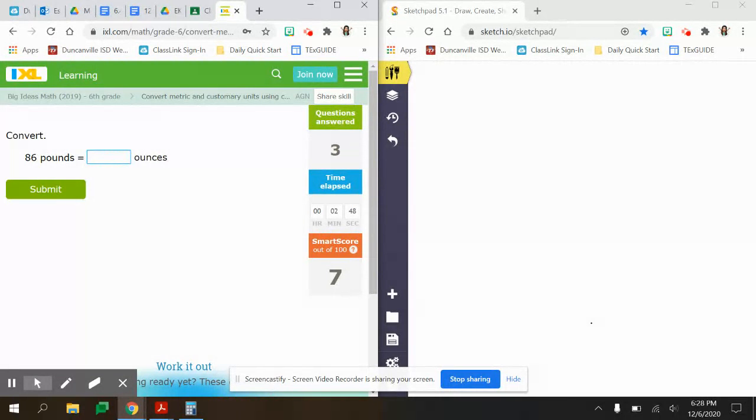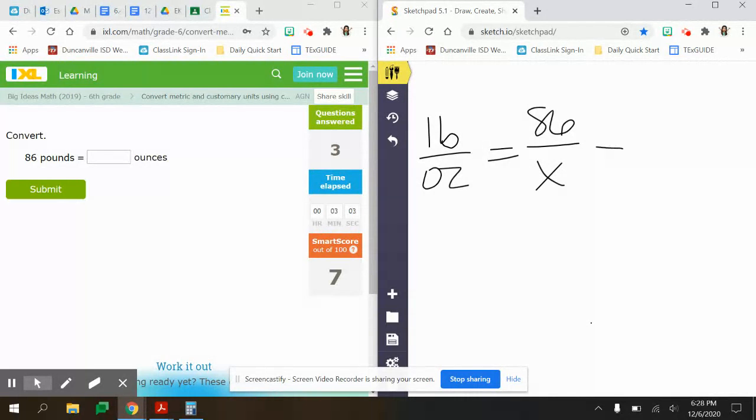Okay, 86 pounds equals blank ounces. I'm talking about pounds and ounces, so LB and ounces. I know 86 pounds, but I don't know how many ounces. So I'm going to go to my STAAR reference sheet, my formula sheet. It says 1 pound equals 16 ounces. Now I'm going to cross multiply and divide.